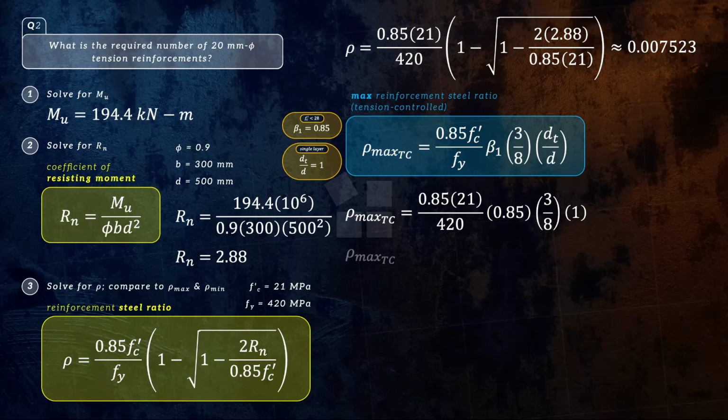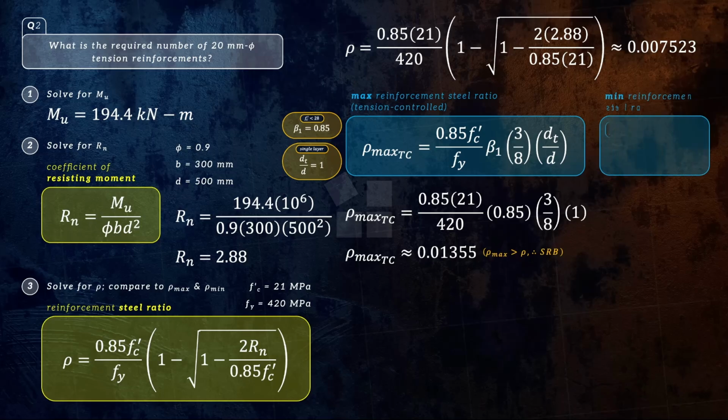Solving for the value of rho max, we will have a value approximately equal to 0.01355. Notice our rho max is still greater than rho. Therefore, our beam will be designed as singly reinforced.